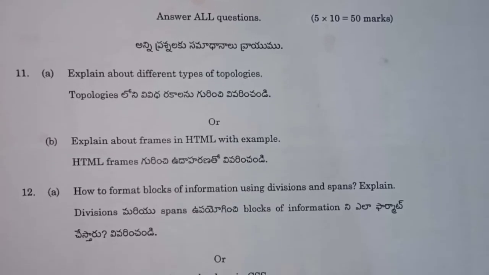So section B contains 10 questions. You need to write 5 questions. Okay, 5 answers. First, 11th question contains A and B. You need to write any one. So A, explain about different types of topologies.